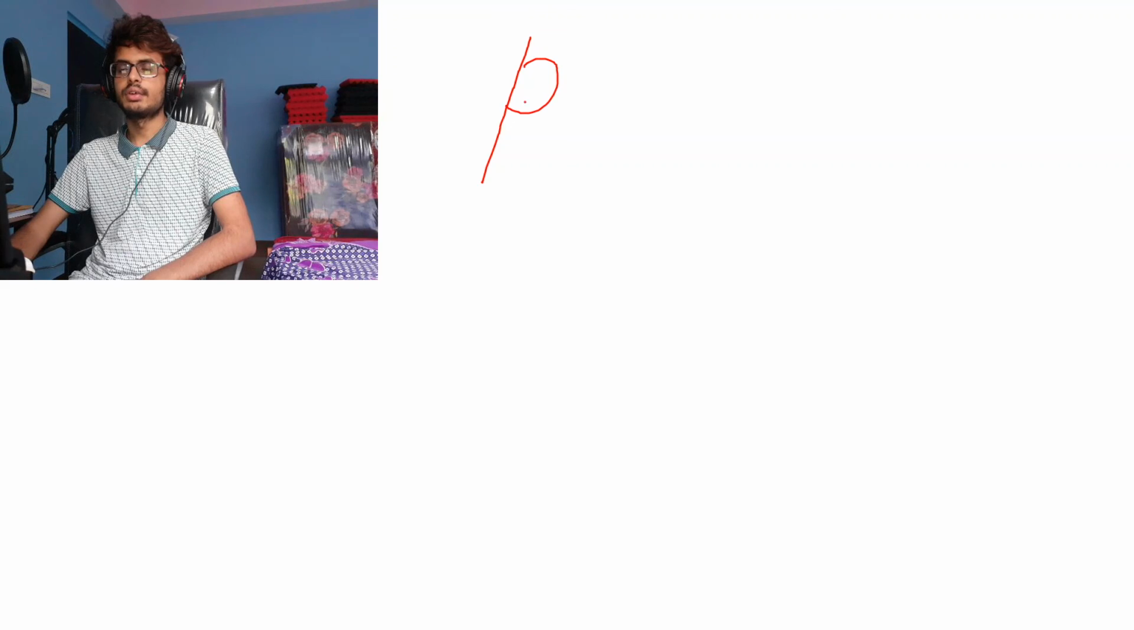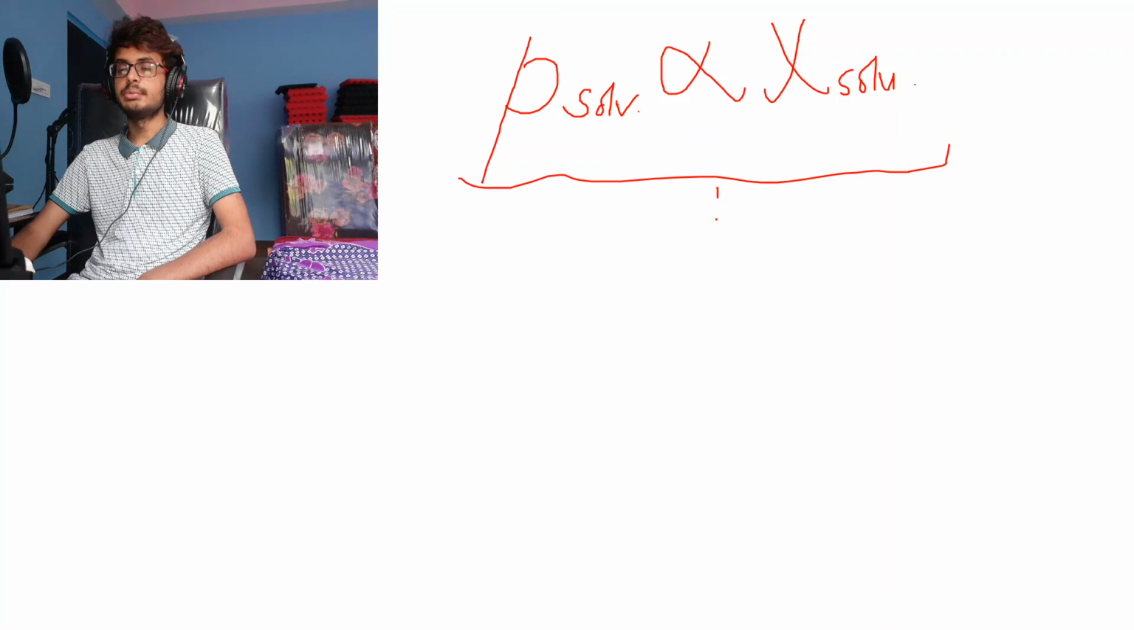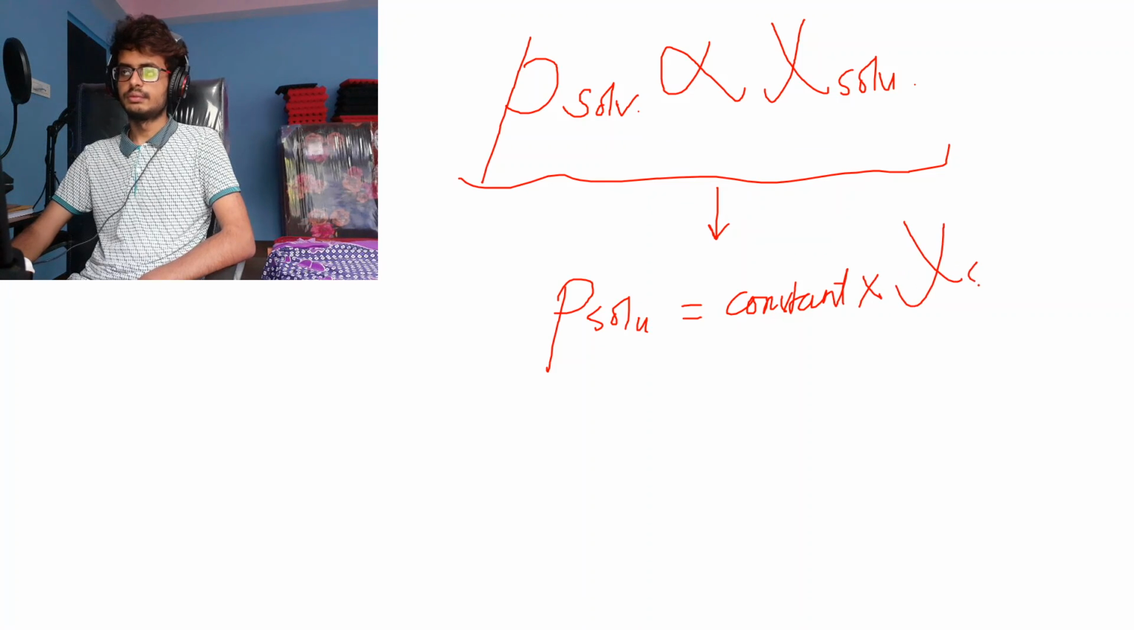Now let us say I want to find the partial pressure of the solvent. Okay, so this is solvent. Now, partial pressure of solvent is directly proportional to mole fraction of solvent. That is according to the definition of Raoult's law. Now, let me assume a constant here, because I remove the proportionality sign and put a constant here into mole fraction of solvent.